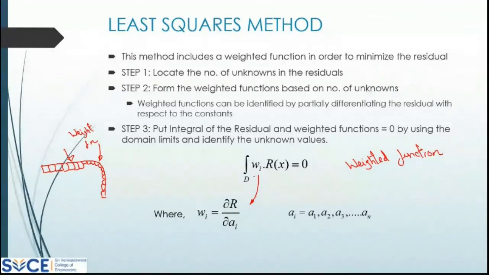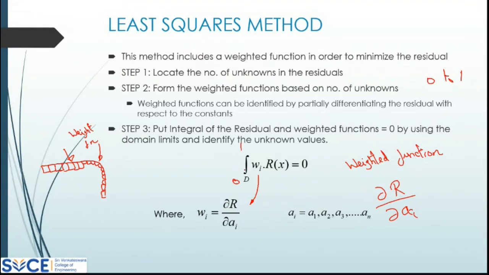I introduce that weighted function, and that weighted function is dou r by dou ai, which is partially differentiating your residual in terms of your constants. If you have a1 as a constant, partially differentiate your residual in terms of a1. Whatever the value, you multiply it here along with r of x and equate it to 0. Here the domain is the same. When I say the domain is the same, when the limit is from 0 to 1, the limit is 0 to 1.